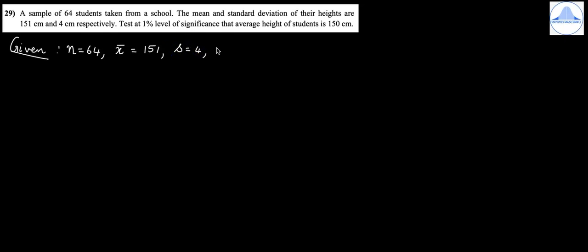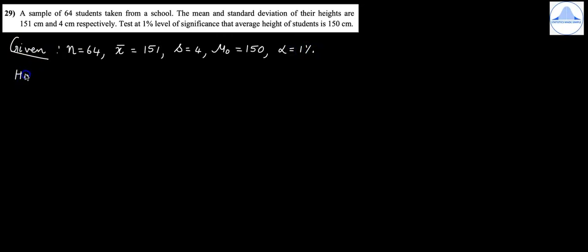And then the other value which we need is mu naught, that is the population mean. Whenever they ask a question, test at 1% level of significance, the value which occurs in the question will be the parameter value. So the word average is there. So the population mean, denoted by mu naught, is equal to 150. And then we write alpha is equal to 1%.